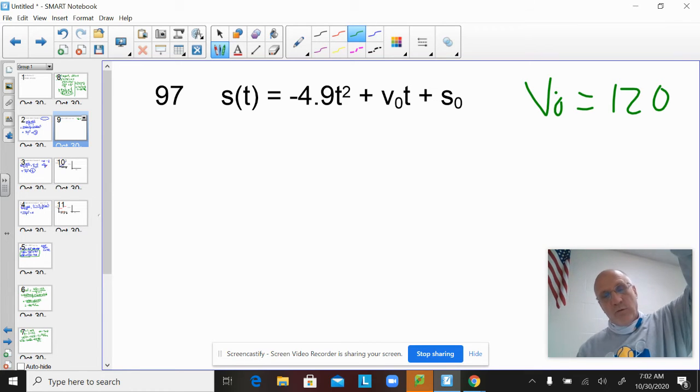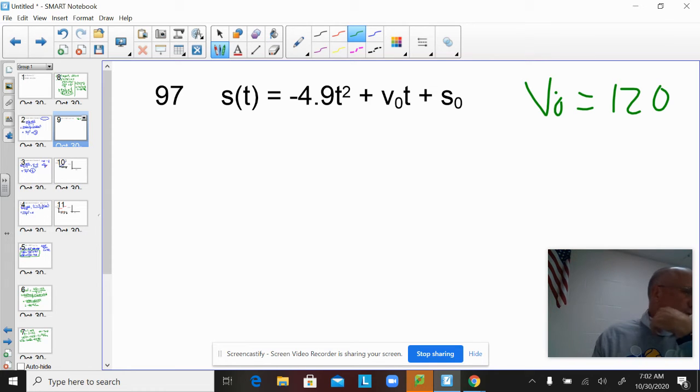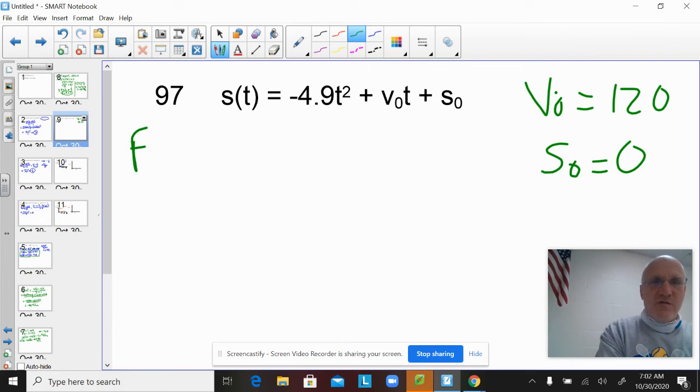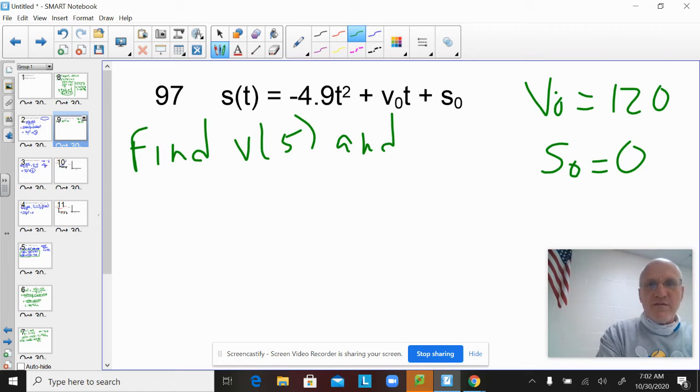If it were shot downward, the velocity would be negative, but shot upward. And it says from Earth's surface, like from the surface, that tells me the initial position is in fact 0. So then you have to be able to interpret that from the picture. Now you'll notice the question just asked, what's its velocity after 5 seconds and 10 seconds? So it really says find V of 5 and V of 10.